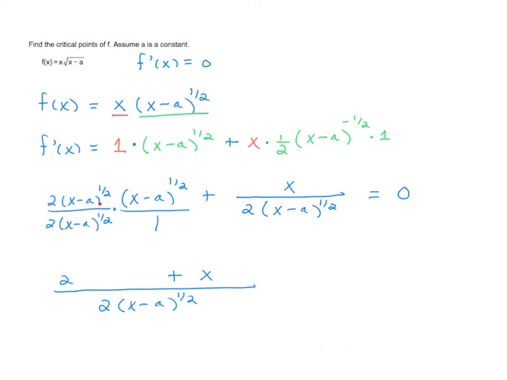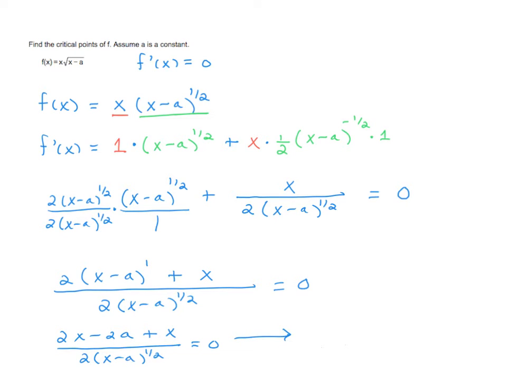But when you multiply something to the 1/2 times that very same thing to the 1/2 power, you would add these two exponents. A half plus a half is 1, so I'll put that as x minus a to the first. And this should be equal to 0. When does that happen? Well, I don't really need this 1. In fact, I could distribute this 2 into the parentheses, and we have 2x minus 2a plus x all over 2 times x minus a to the 1/2 is equal to 0.